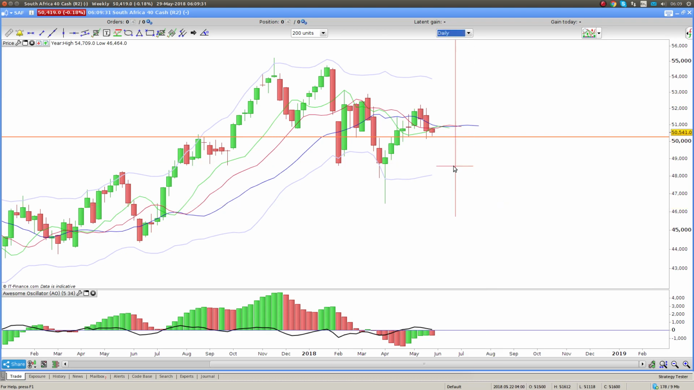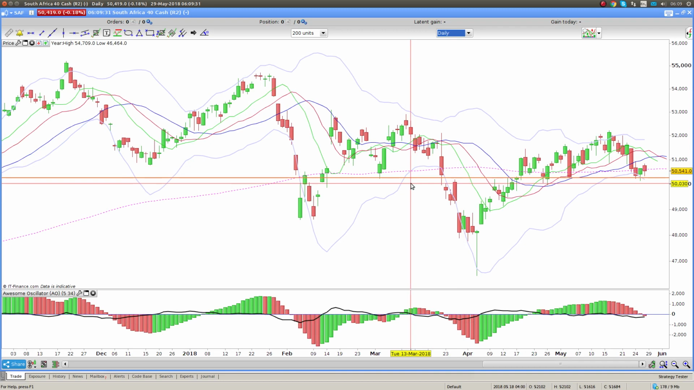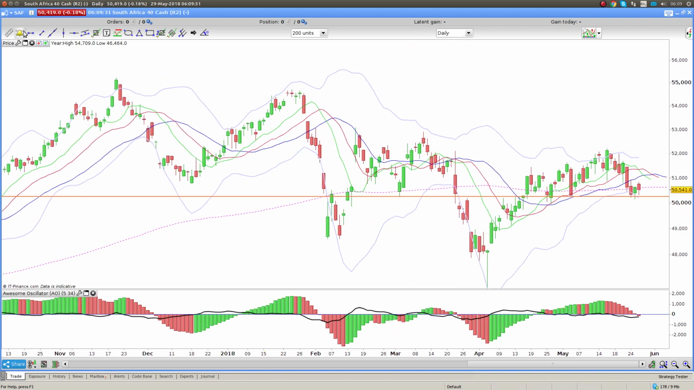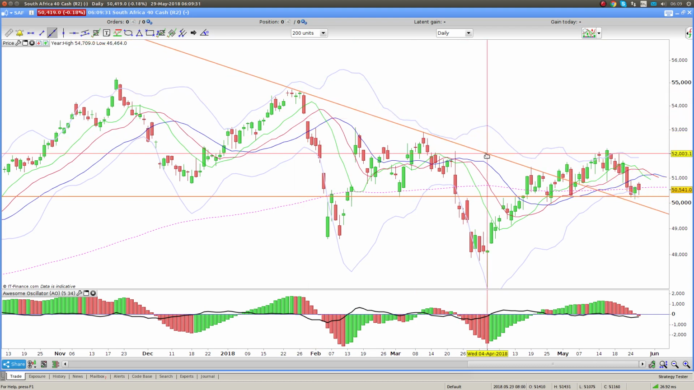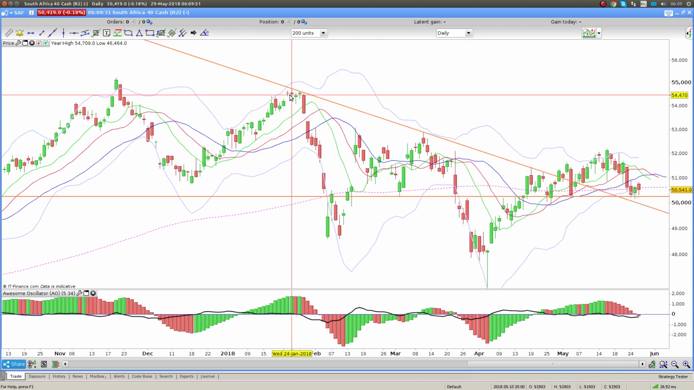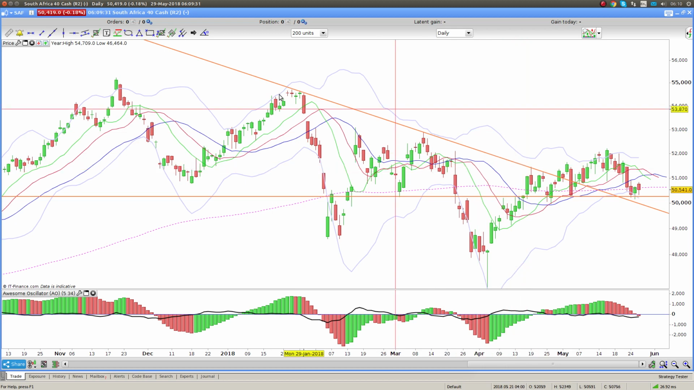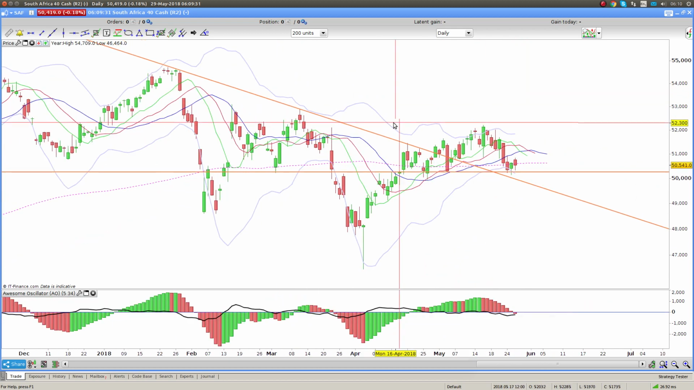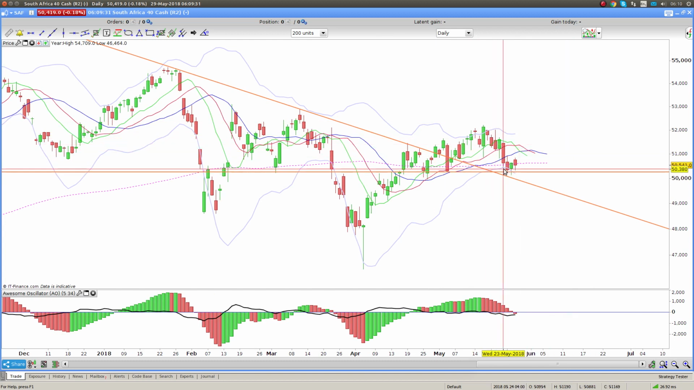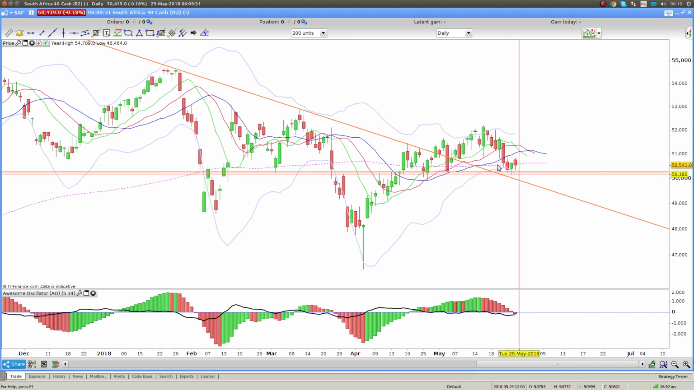Now, what I want to just point out is this. So we had 1, 2, 3 touches. So that was a pretty well-defined downward trend line. We broke it, we've come up, and we come to retest. So that is still my current bias, that we are busy testing this downward trend line. Okay, is that the retest?